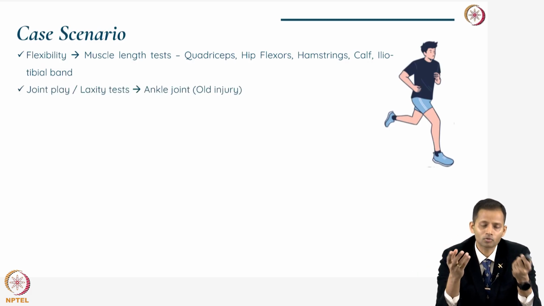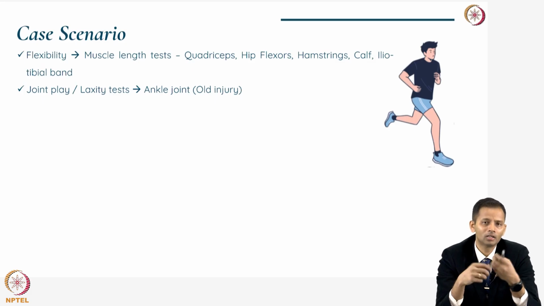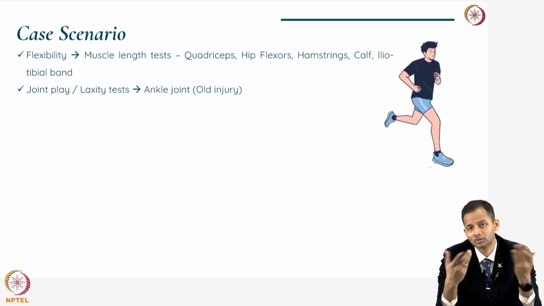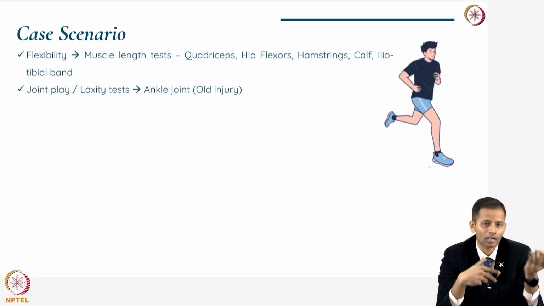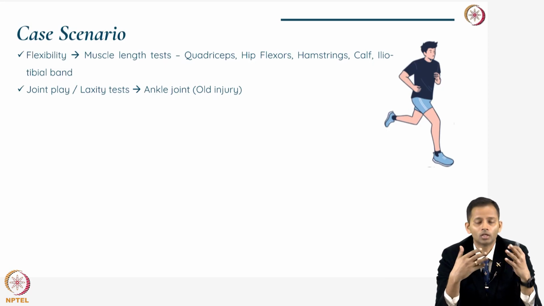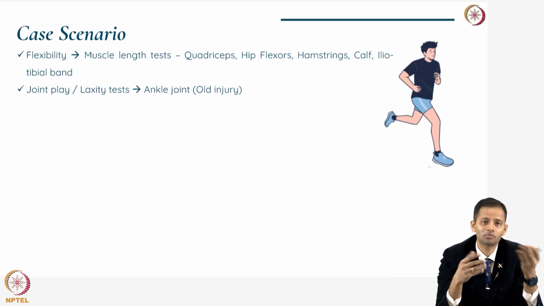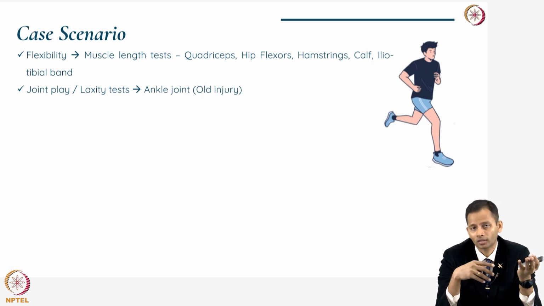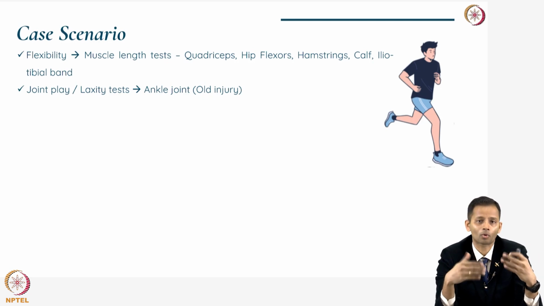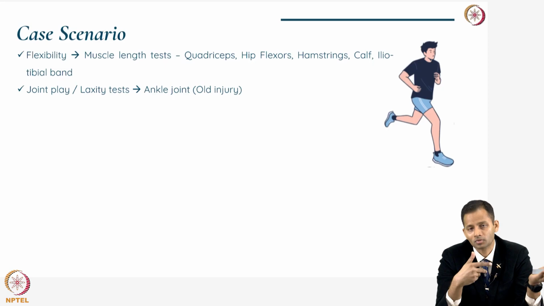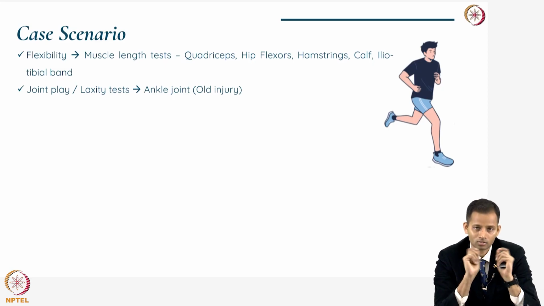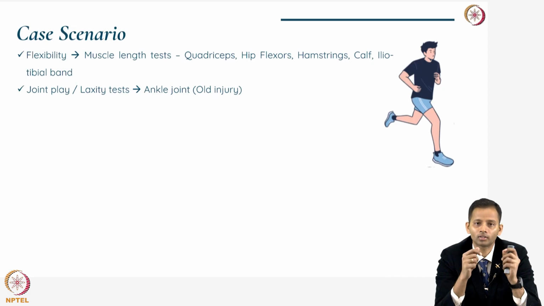Subsequently, a joint play or a laxity test can be done, at the level of the knee and at the level of the ankle. Since this individual has reported a previous ankle injury, it is important to check, because ankle injuries are prone to recurrence. So you might also need to ask how many times the individual has sprained or injured the ankle. That gives an idea whether the individual has properly rehabilitated or not. The more the number of sprains, the more it indicates that the structures around the ankle joint have been damaged frequently. That means the structural integrity or the stability of the ankle joint is questionable.